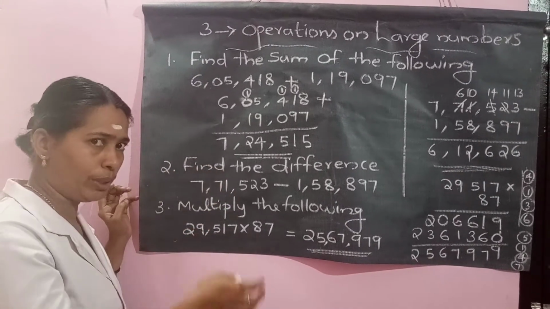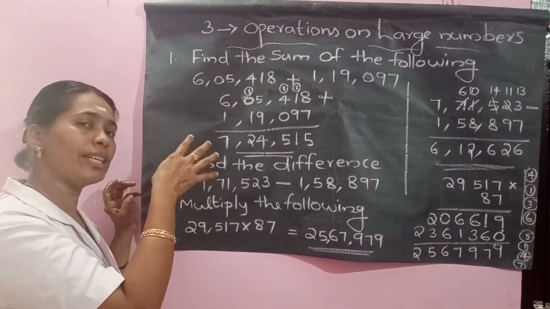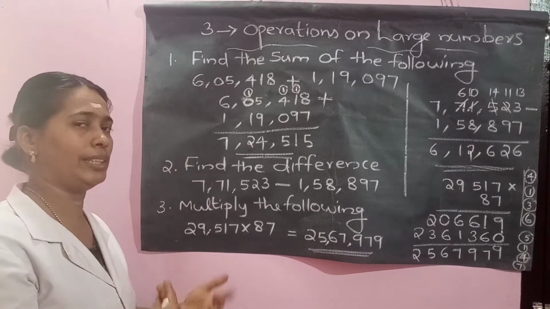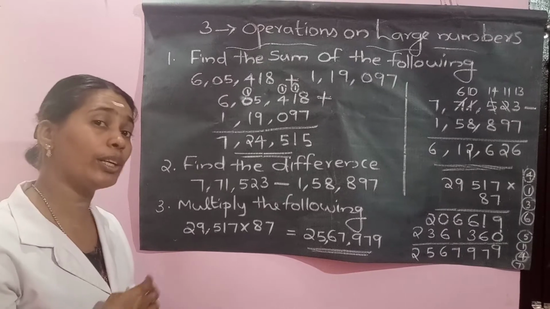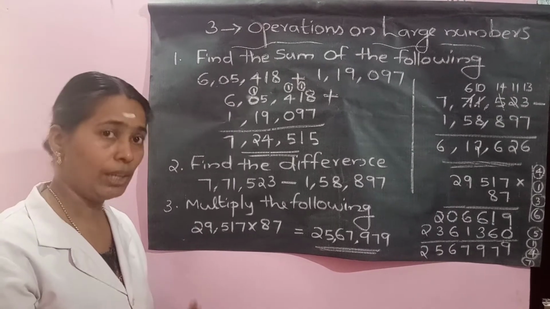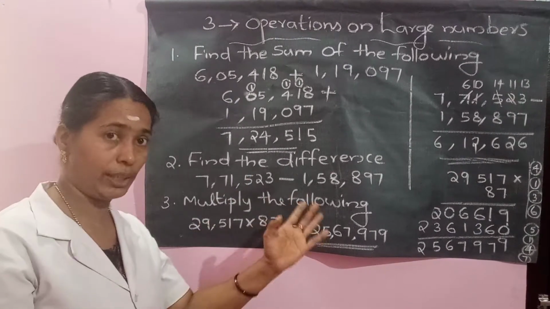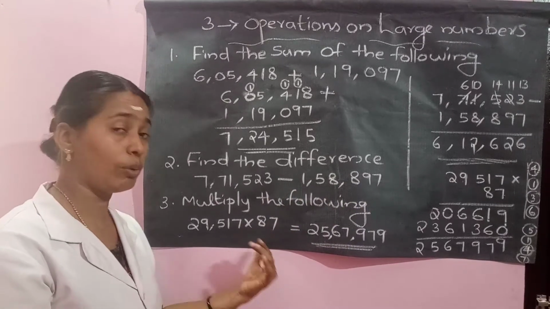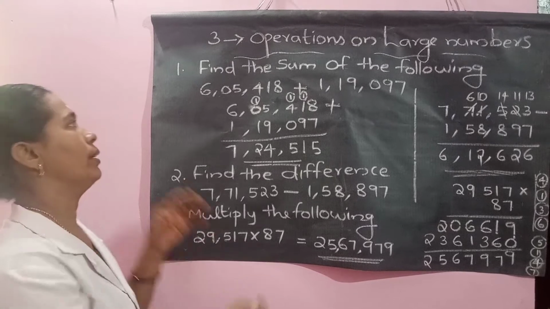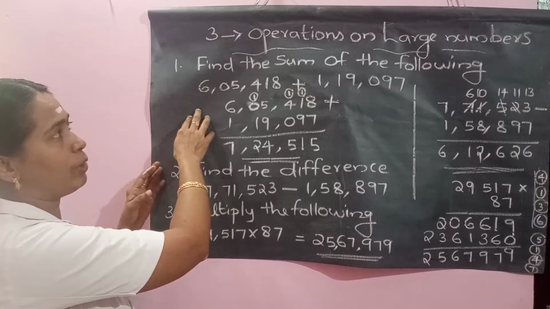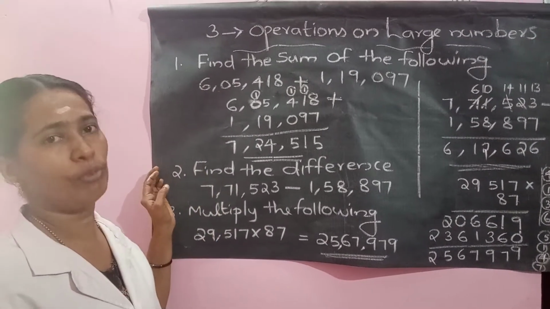Before entering into this lesson, some questions are given to revise what you learned last year, to check whether you got the idea of how to add numbers, subtract 2 numbers, multiply 2 numbers, etc. The first one given in your textbook is: find the sum of the following.